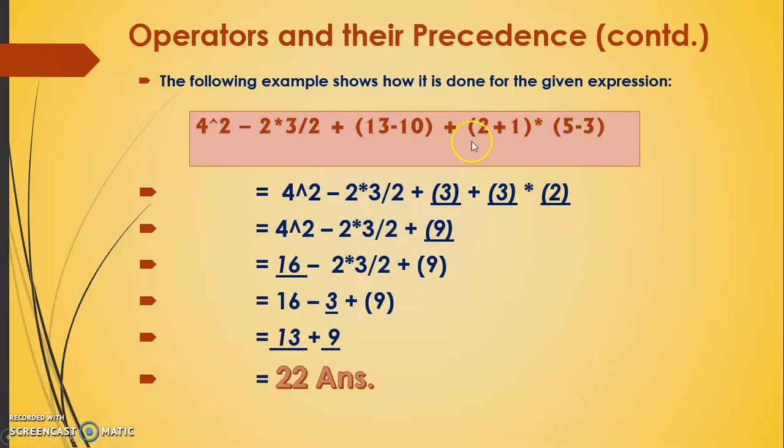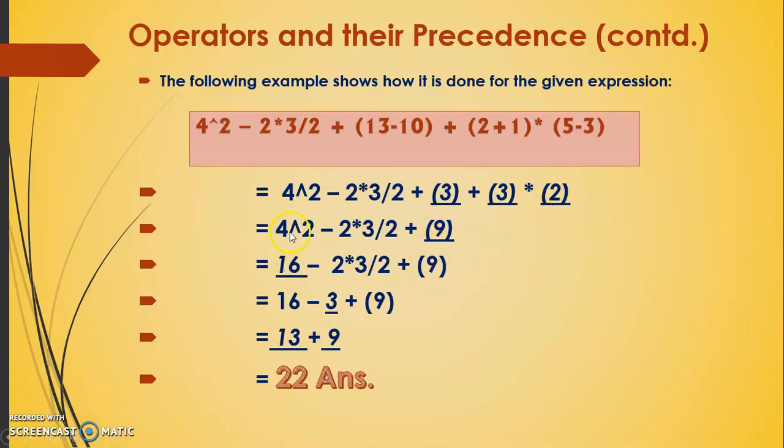We have to solve the brackets. So you can see I have solved the brackets first. 13 minus 10, 3, 2 plus 1, 3, 5 minus 3, 2. Now next part comes again solving these brackets. Again in brackets, what we will solve first? The multiplication sign or the division. There is no division, so we will solve first the multiplication sign. What will be this? 3 multiplied by 2 is 6, and when this 6 is added to 3, you get 9. So I have solved these 3 brackets over here by I am getting the answer as 9.